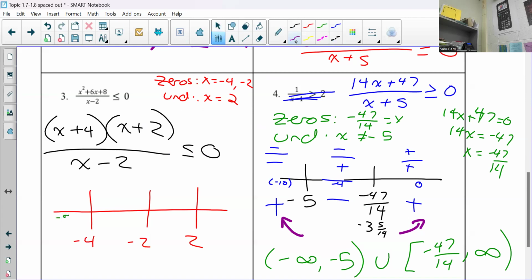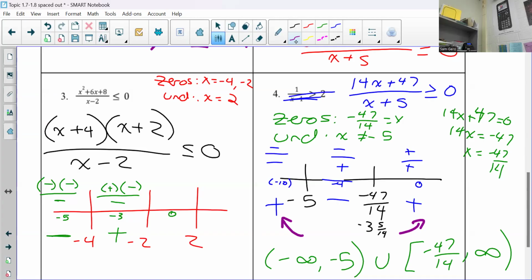I'm going to go like -5. -5 plus 4 is negative, -5 plus 2 is negative, -5 minus 2 is negative. Negative, negative, negative makes a negative. I'm going to take -3. -3 plus 4 is positive, -3 plus 2 is negative, -3 minus 2 is negative. Positive, negative, negative makes a positive.